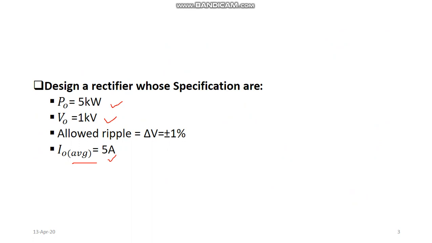So the end user has given you these specifications: he wants to drive a load of such power rating and of such voltage, its allowed voltage ripple is plus minus 1%, and the load current he wants to drive is 5 ampere. So you are only given these specifications. So how are we going to use these specifications for our purpose, or how are we going to design him a rectifier, select a rectifier and design its filter?